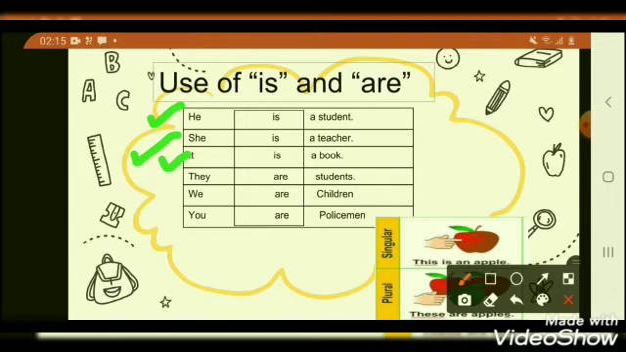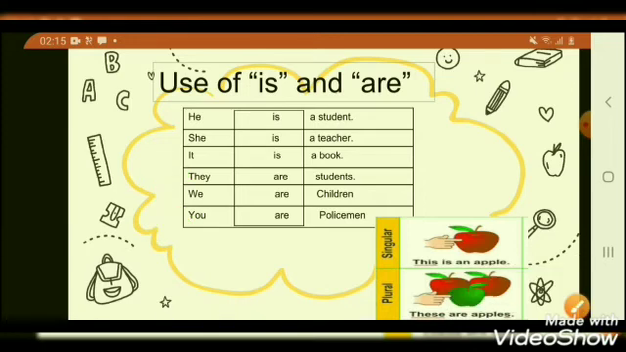It is a book. When we have they in a sentence, we use are. They are students. When we have we in a sentence, we use are. We are children. When we have you in a sentence, we use are. You are policeman.